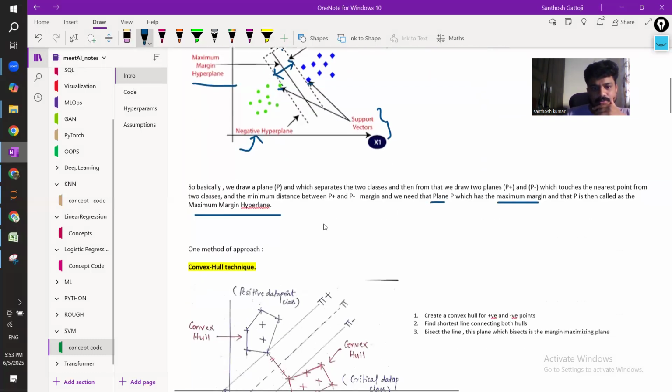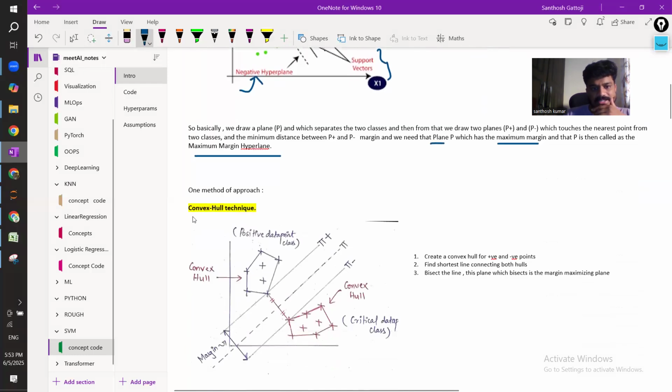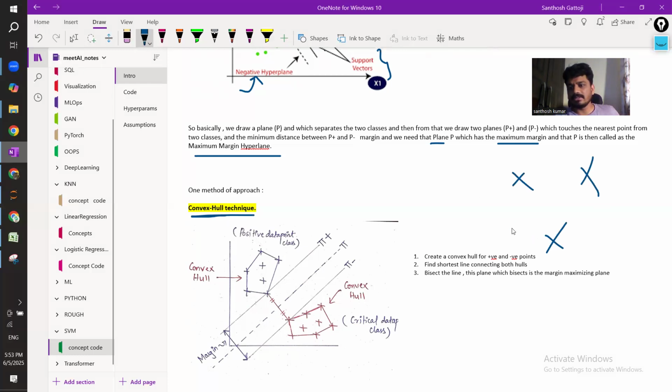Now coming to the approach. One approach we have is called the convex hull technique. Don't get scared by this name. You have these points, and on this side you have these points. The idea is to connect these points and create a structure, called a convex hull. That means if you have points like this, consider the outer points, connect them and create a structure. That means you are drawing a border. For India, we have a border, right? Like that. This is a border for this, and this is a border for this.